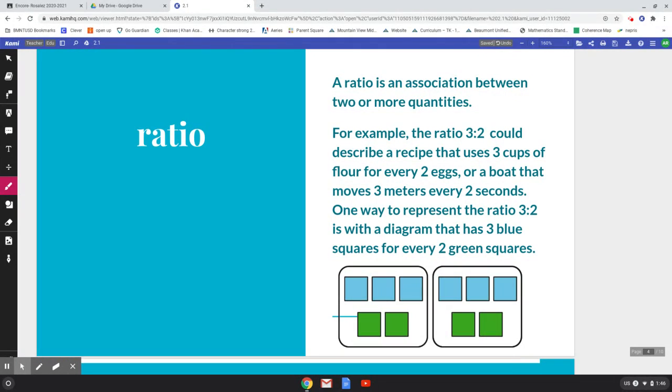So again, it says a ratio is an association between 2 or more quantities. For example, the ratio 3:2 could describe a recipe that uses 3 cups of flour for every 2 eggs. So this is a real life scenario when you would use a ratio. Another example they give is a boat that moves 3 meters every 2 seconds. So one way to represent the ratio 3:2 is with the diagram that you see. So it says there are 3 blue squares for every 2 green. So that is a way that we group them.